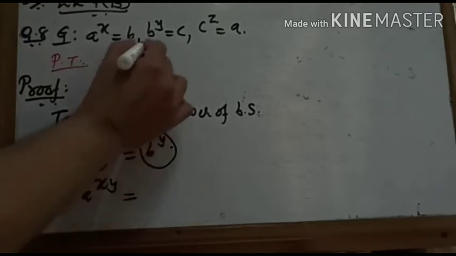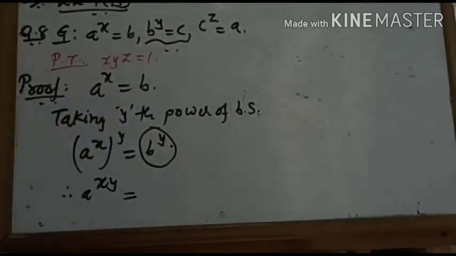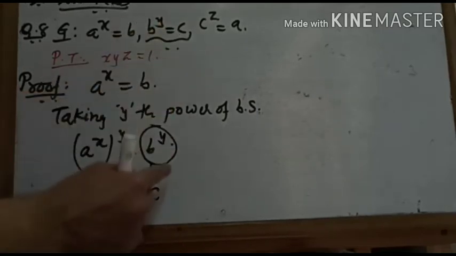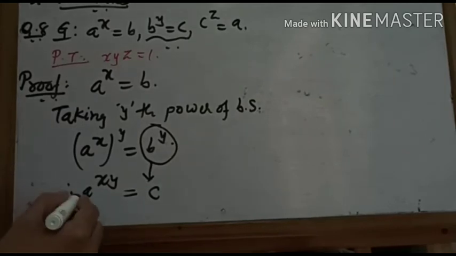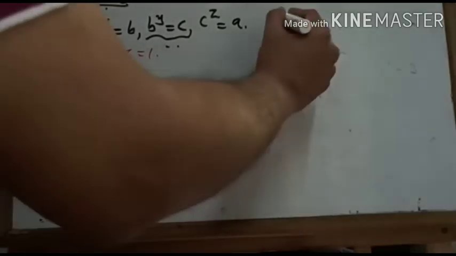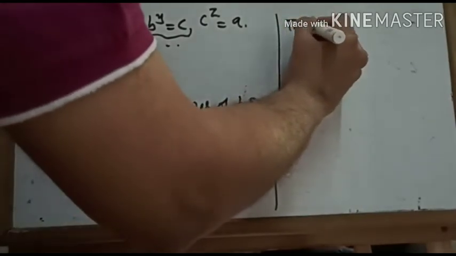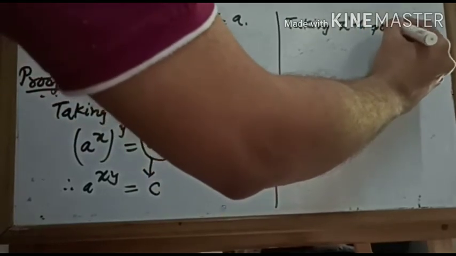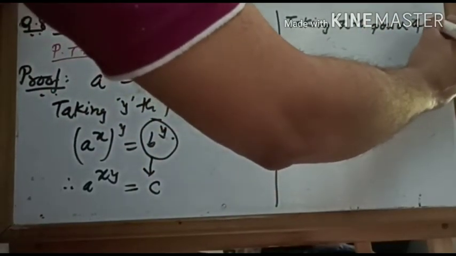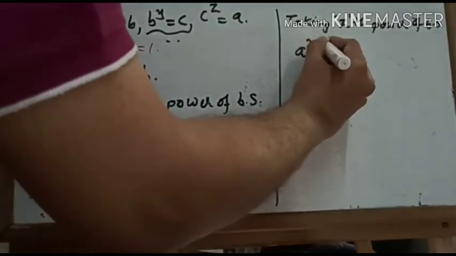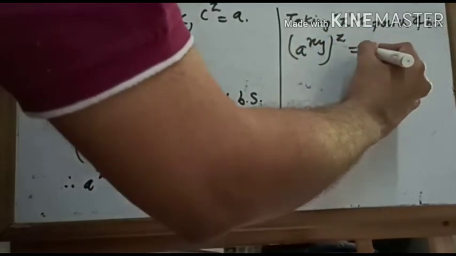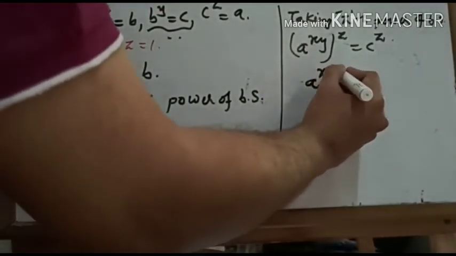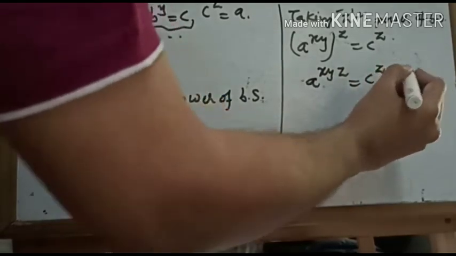My dear friends, what is b raised to y? Just check it out over here. B raised to y is nothing else but c. So this b raised to y I will substitute as c. So my new equation is a raised to xy is equal to c. Now taking z power of both sides. It will read like a raised to xy whole raised to z is equal to c raised to z. What this becomes is a raised to xyz is equal to c raised to z.